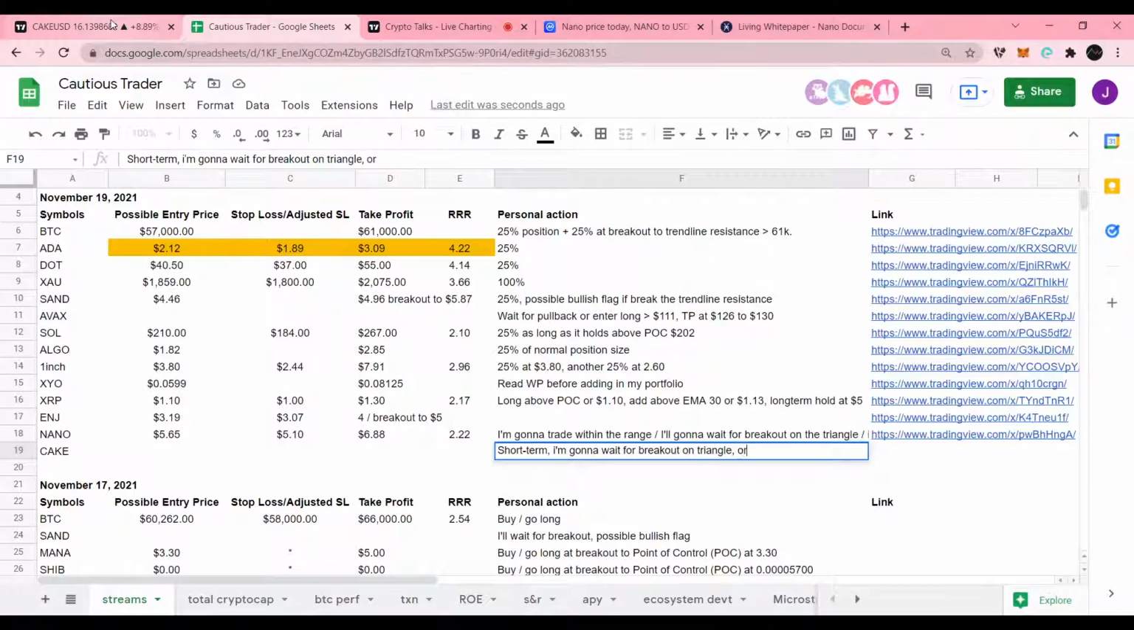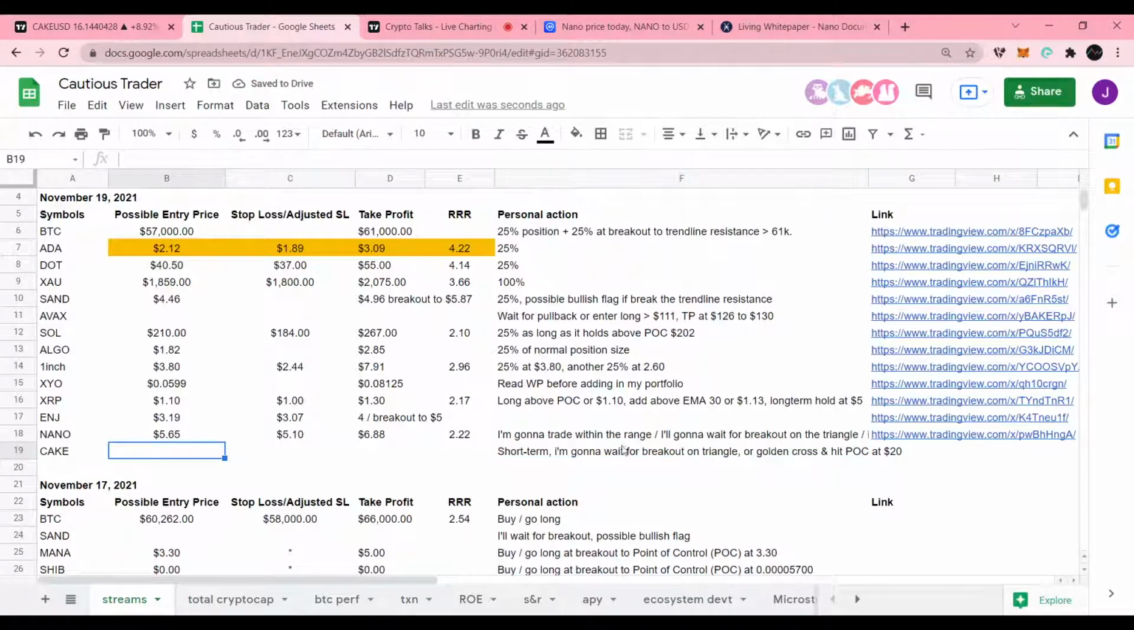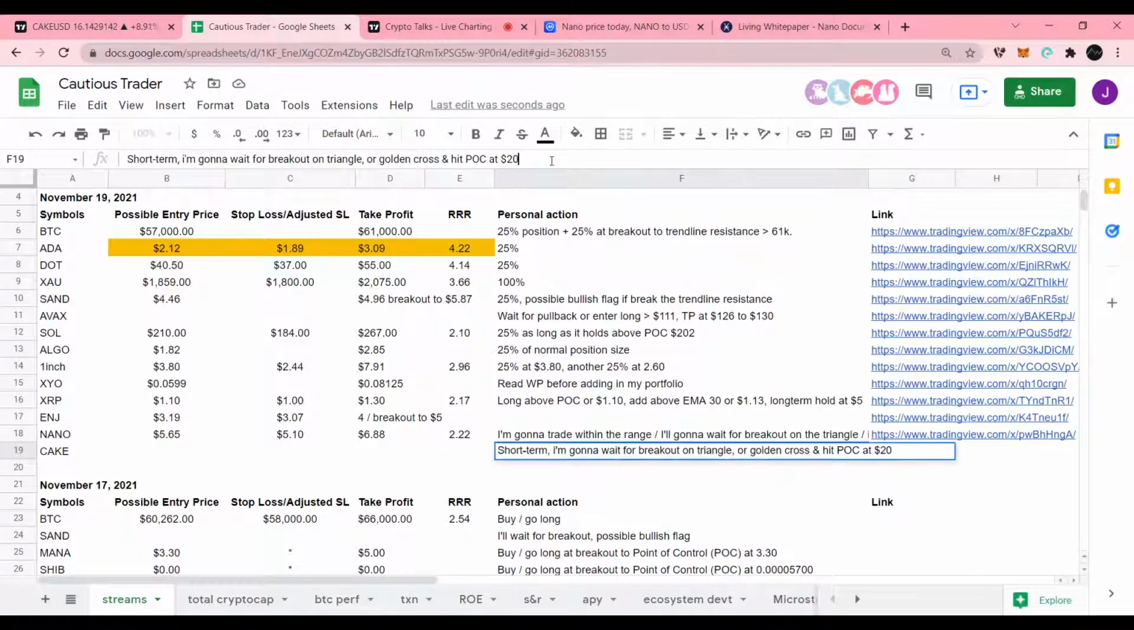And then, or a golden cross. Or hit golden cross and hit point of control at 20. So, yun ang plano ko sa kanya, di ba? Short term. Unless, for long term, buy and hold.